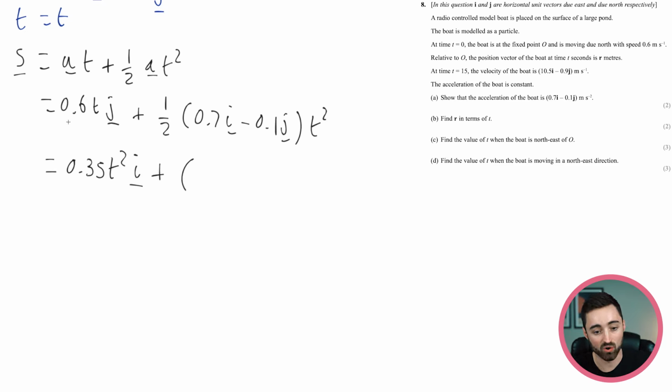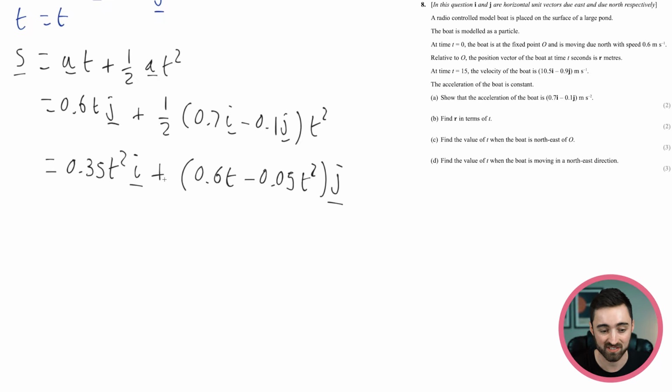So it looks like I've got 0.6t here. And then I have minus 0.1 times a half times t squared. So minus 0.1 times a half is 0.05. And then I've got that t squared. And then remember, all of this is j. So I think that's s or r, whatever you like.